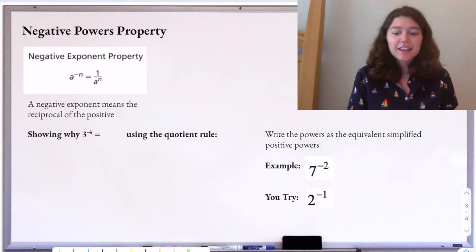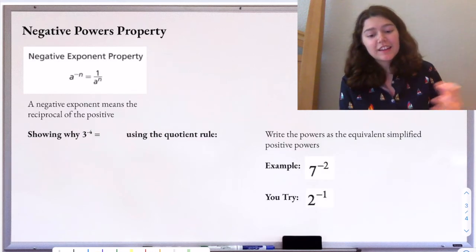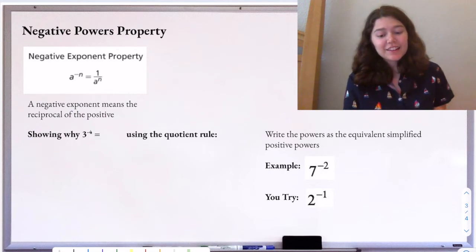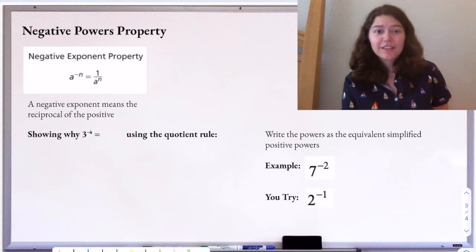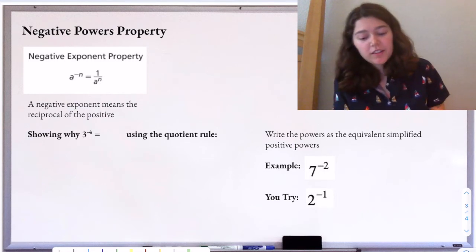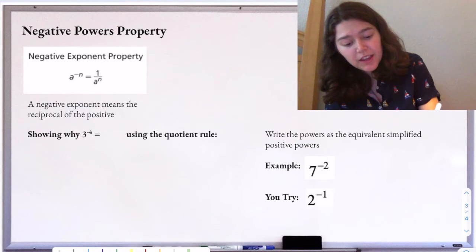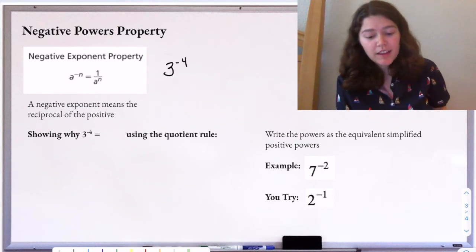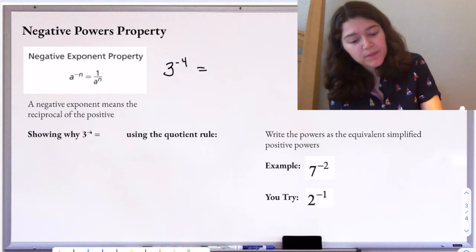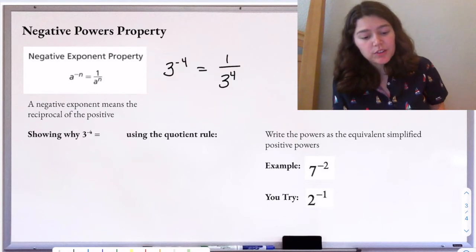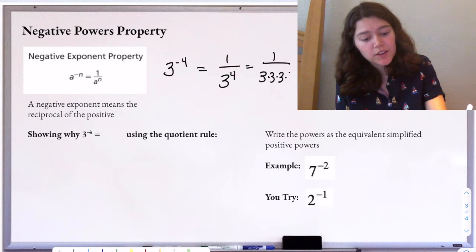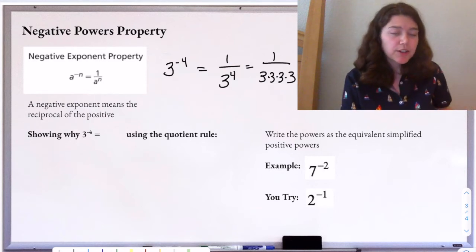Now let's look at our second property. This is the negative powers property, or the negative exponent property. This says that a negative exponent means the reciprocal of the positive exponent. So a to the power of negative n. So we have like 3 to the power of negative 4. That means, according to this rule, 1 over 3 to the positive 4, which we could expand as like 1 over 3 times 3 times 3 times 3, and get a value for that.